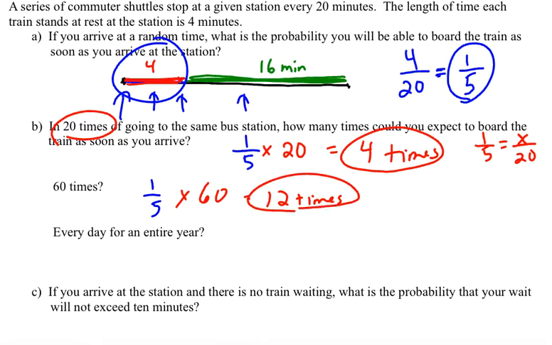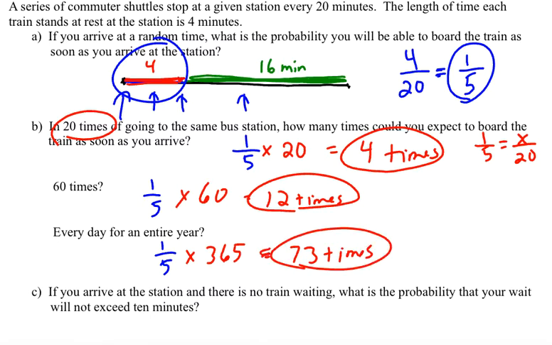12 times. Every day for an entire year, because you work somewhere where you have to take this commuter train to get to your job, and you're just wondering how much time you waste standing at the station and how many times you actually get on right as soon as you get there. Because you would probably wonder about these kinds of things if you're riding on this train. So I'm going to multiply by 365 this time. Hopefully you're catching on to this idea. And that'd be about 73 times.